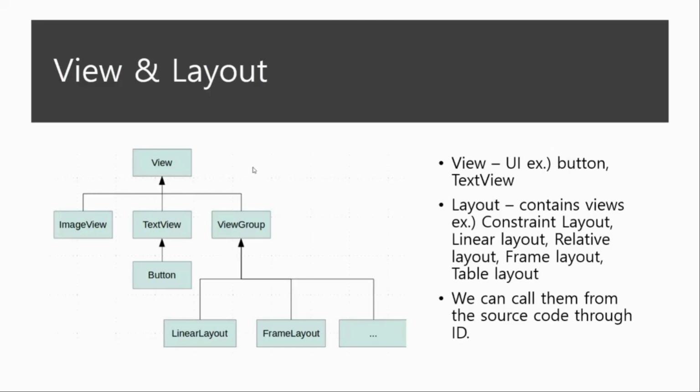So let's see view and layout. View is the UI, the user interface, and some of the examples of them could be text view and button, which inherits its properties from text view. So the transition between the text view and button is very simple. For the layout, there are constraint layout, linear layout, relative layout, frame layout, and table layout, and we can call the layouts and the views from the source code through their ID.